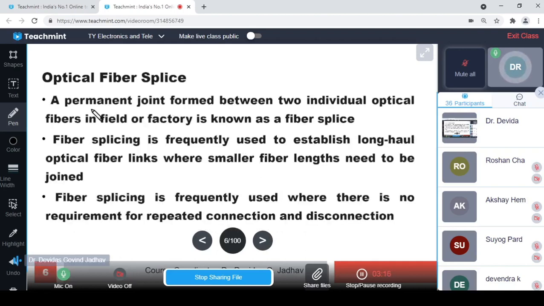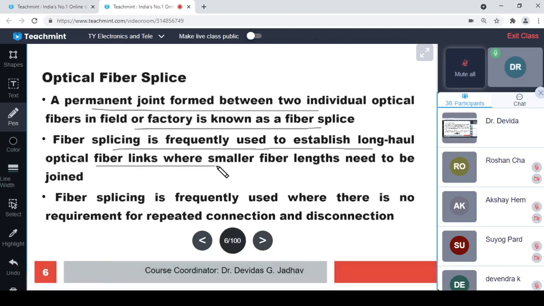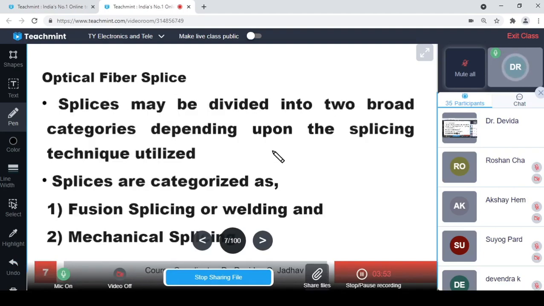An optical fiber permanent joint is formed either in the factory or in the field. A permanent joint is made by splicing, frequently used to establish long haul optical fiber links, connecting one fiber with another so that a long fiber can be laid down in the system. Splicing is frequently used where there is no requirement of repeated connection and disconnection. Wherever there is a requirement of a permanent joint, splicing is used.